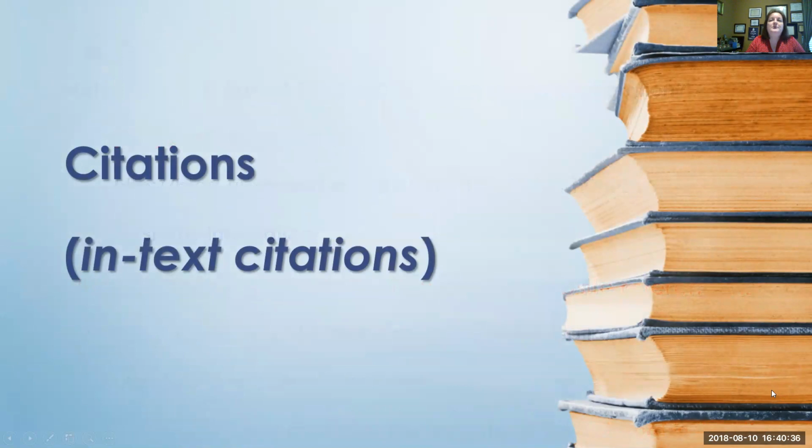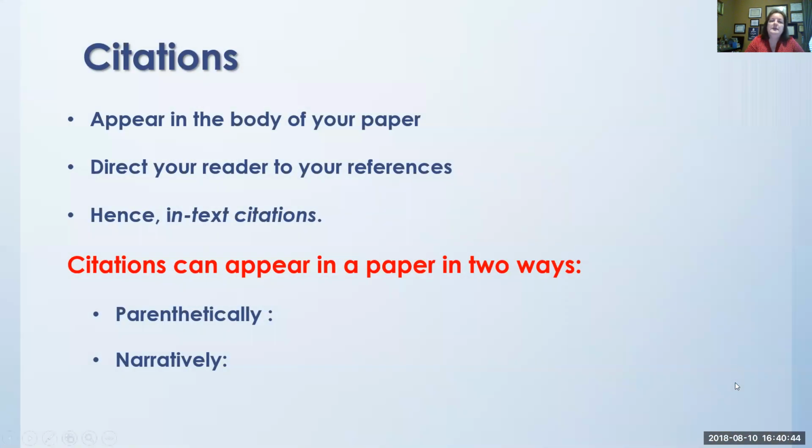So now moving on to the citations, or as I'll usually refer to them, in-text citations, same difference. Now your citations appear in the body of your paper. These direct your reader to your references page. That's why they're called in-text citations. I think some students may not know the difference between a citation and a reference, but this is what the differences are. The citation tells the reader in the body of your paper, as they're reading along, okay, well, this writer got this information from this particular source.